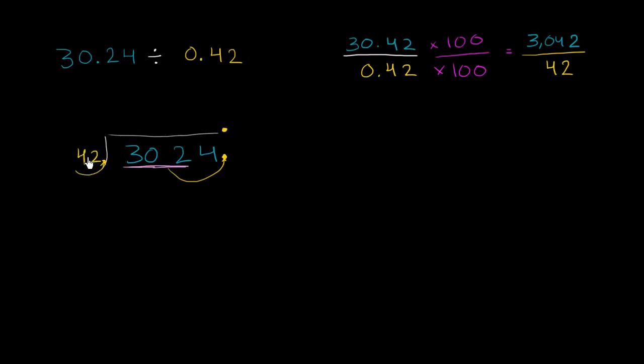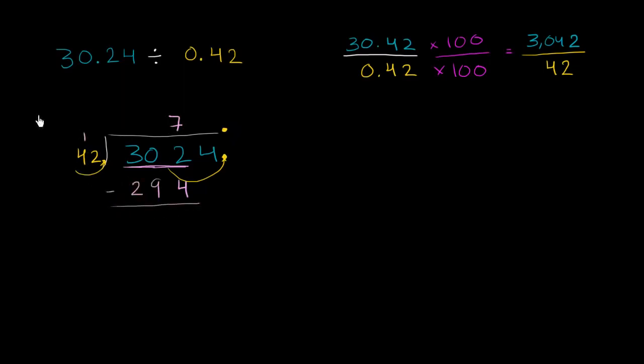So this is roughly 40. This is roughly 300. So how many times does 40 go into 300? Well, how many times does 4 go into 30? Well, it looks like it's about 7 times. So I'm going to try out a 7, see if it works out. 7 times 2 is 14. 7 times 4 is 28, plus 1 is 29, and now I can subtract.